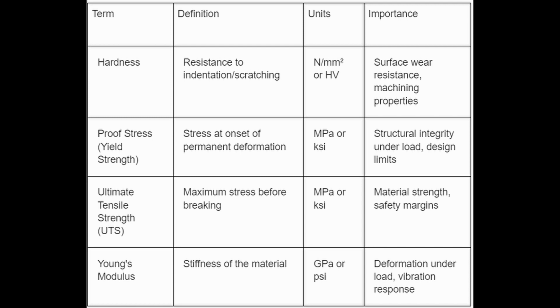Ultimate tensile strength, UTS, is the maximum stress before breaking. The units are megapascals, and its importance is for material strength and safety margins. Young's modulus concerns the stiffness of the material. It's in gigapascals, and it's important for deformation under load and vibration response.